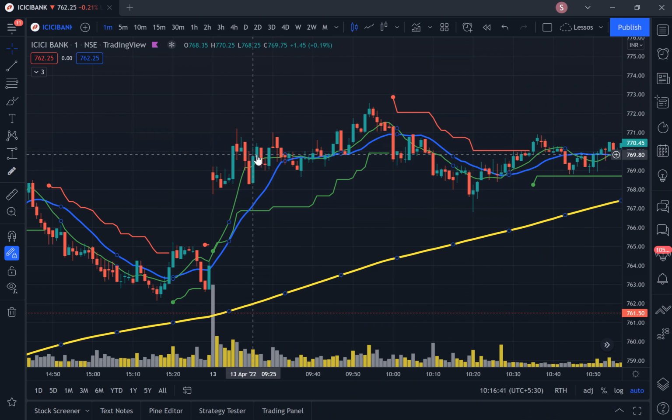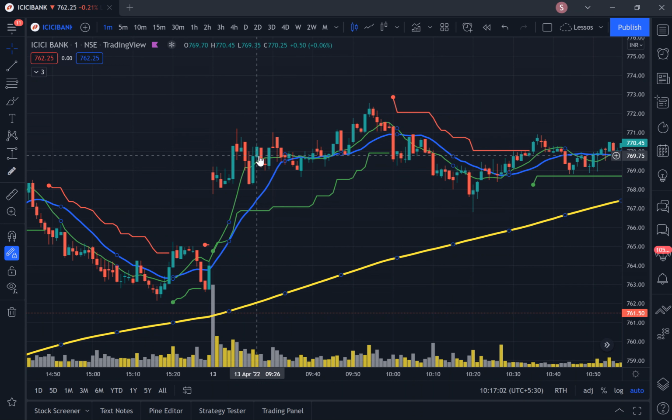And where should the stop loss be? The stop loss should be at this point. What is the profit? 1:1.5 I would suggest, or you can go for 1:1.2. It means if say you are entering at 770 and your stop loss is at 766, that is a 4 rupees stop loss you have. So you can take 6 rupees or 8 rupees profit.